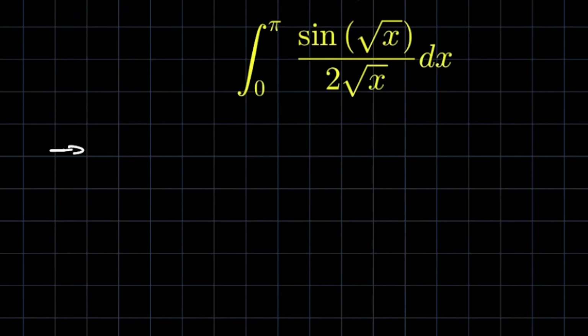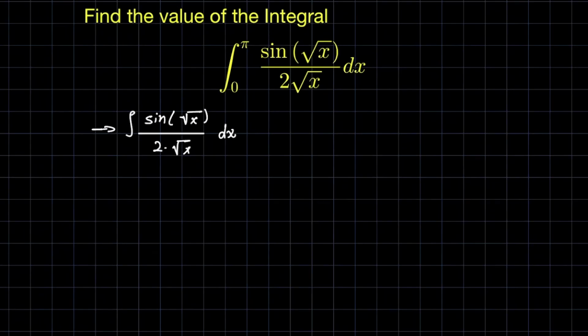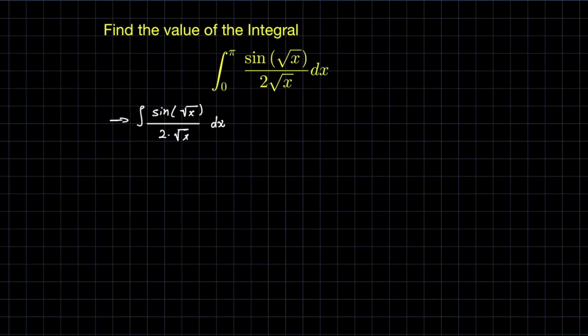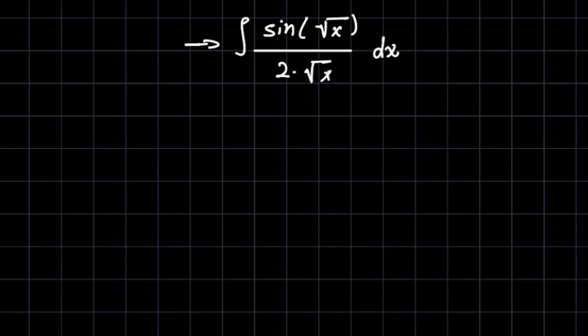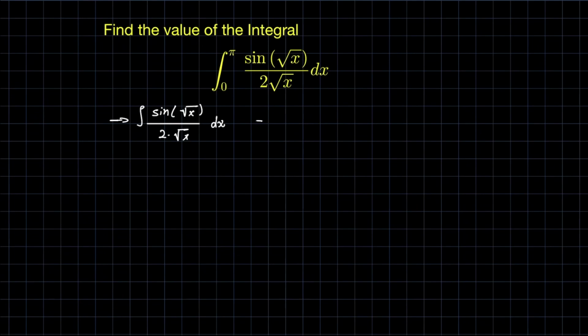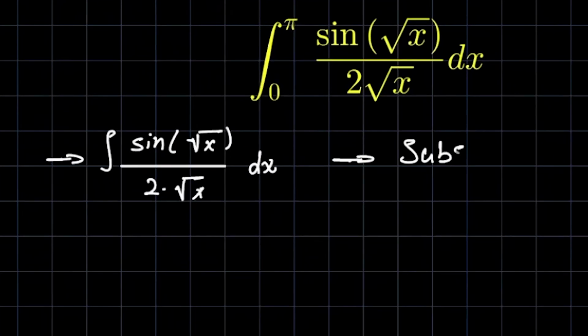Rewriting this integral, I would have just an integral with no boundaries, sine of the square root of x over 2 times the square root of x dx. We notice that I have a sine function, and inside it my argument, the square root of x. So here I have a function inside of another function. And this function is divided by what looks like the derivative of the argument of the sine function. This is a perfect call for the substitution method. So here I would use the substitution method.